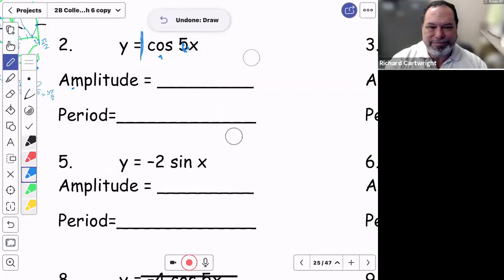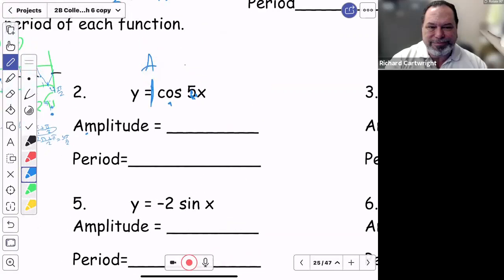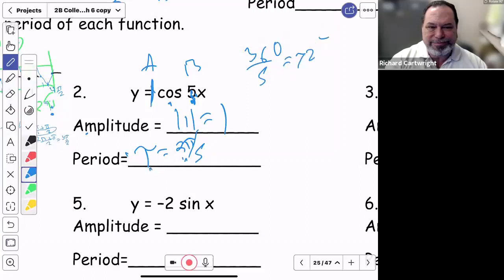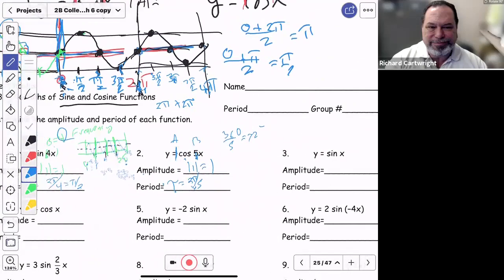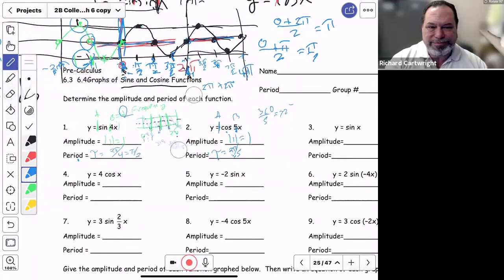This is my amplitude right here. There's my amplitude. That's my B. That tells me there's 5 pictures embedded in 0 to 2 pi. So my amplitude is the absolute value of 1, which is 1. My period, my tau, is 2 pi divided by 5. That's not very big, guys. Think about what 360 divided by 5 is. That's 72 degrees. This finishes in 72 degrees. Look how many 72 degrees there are between 0 and 2 pi. There's 5 of them.